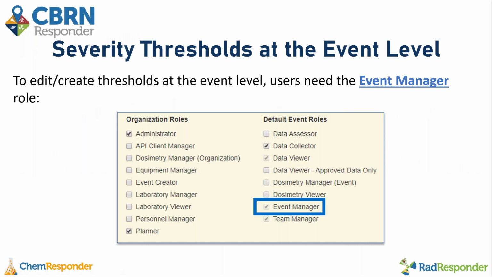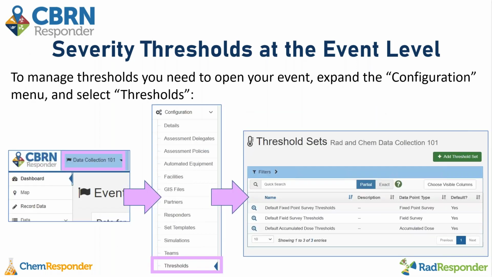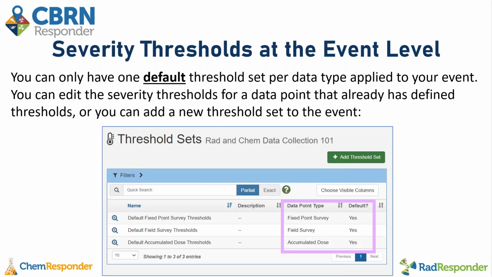To create and edit thresholds at the event level, users need to have the event manager role. If you have that role, you'll need to open up your event, expand the configuration menu, and select thresholds to be brought to the thresholds page. You can only have one default threshold set per data type applied to your event. You can edit the severity thresholds for a data point that already has defined thresholds, or the pre-existing ones, or you can add a new threshold set to the event.